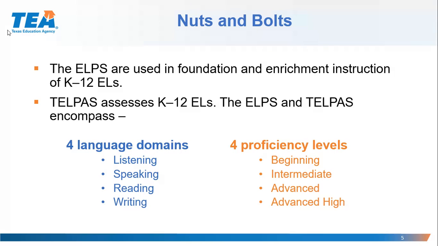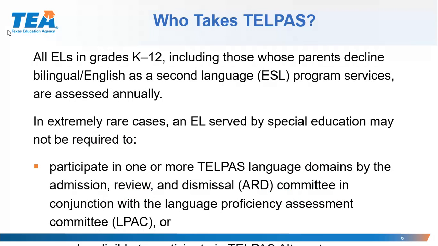Both ELPS and TELPAS encompass the four language domains, listening, speaking, reading, and writing, and the four proficiency levels: beginning, intermediate, advanced, and advanced high. So who takes the TELPAS? All ELLs in grades K to 12, including those whose parents decline ESL services, are assessed annually.